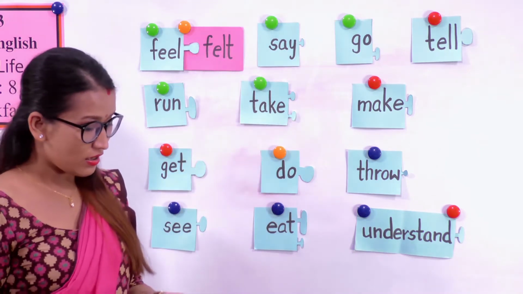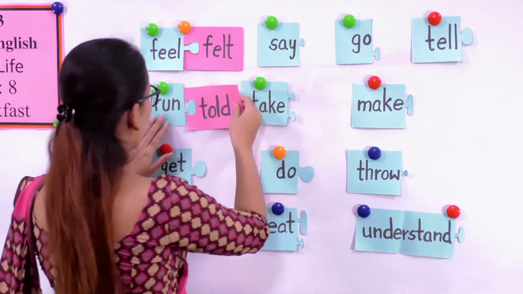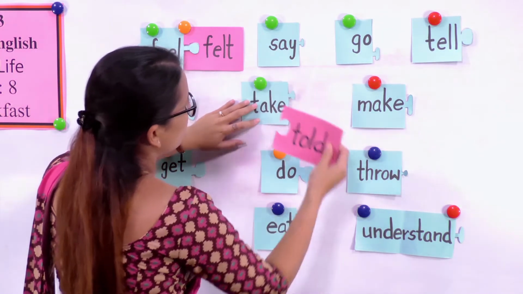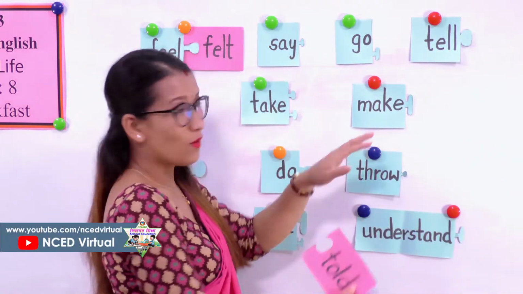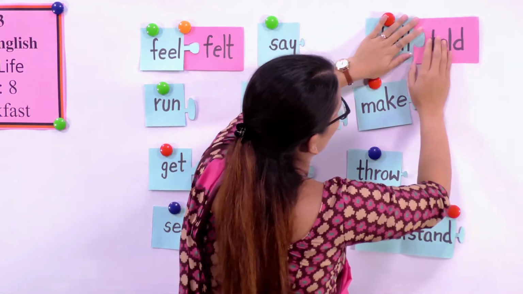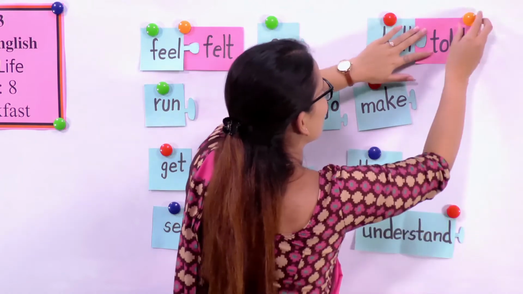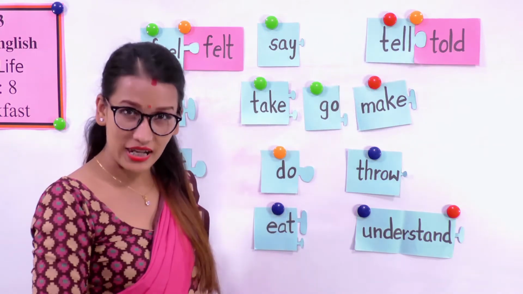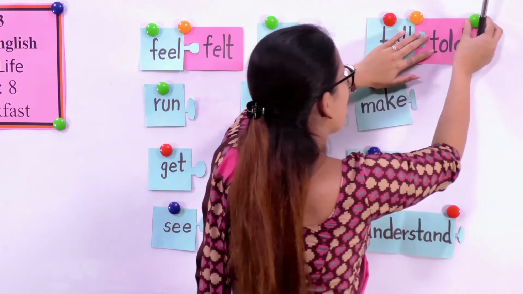Good. Now, let us make this word match with another puzzle. Let's try. Here. Is it correct? Look, there's a space. No. Here. No. Here. No. Oh, here. Here, look. Is it matching? Yes! Wow! Excellent! Look, does it match or not? Yes! So what is this verb? Tell. Try to pronounce it.